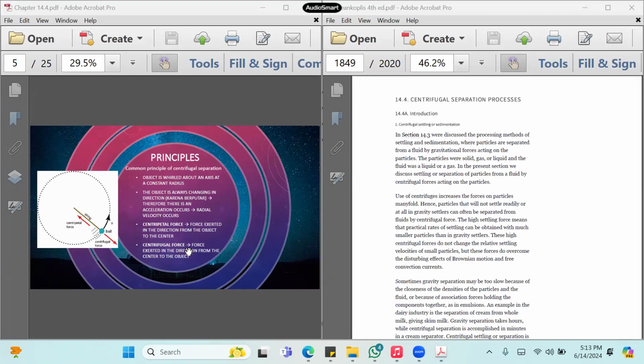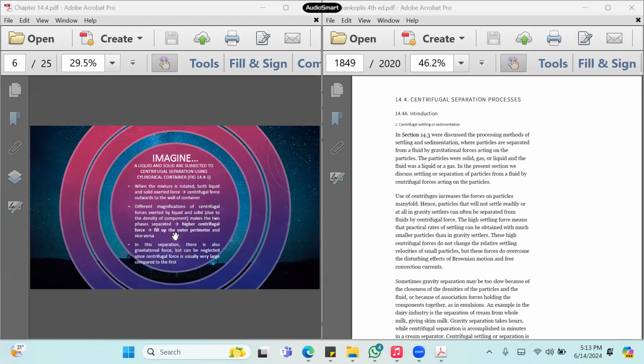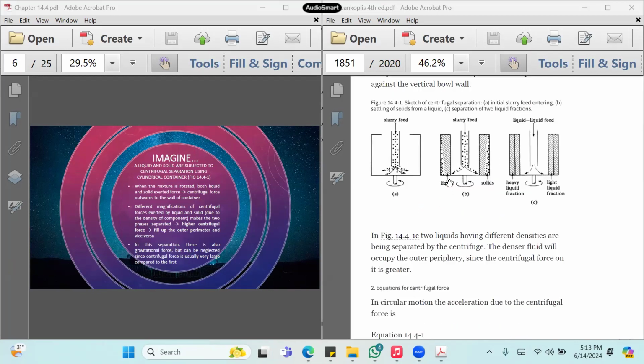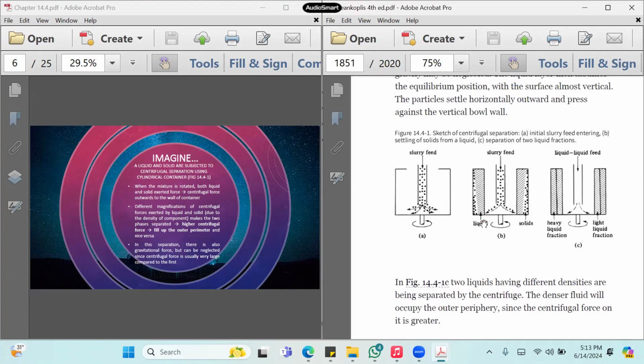Yeah, the outer perimeter of the vessel, or the wall. That's the principle of centrifugal separation. Okay, so we go to figure one. I will make it a little bit bigger.